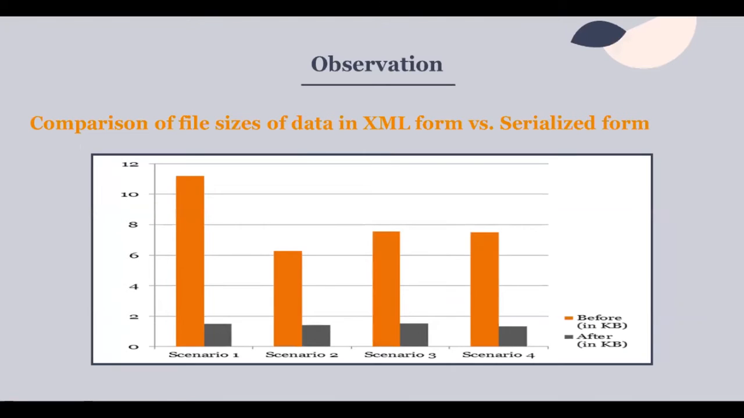And if you observe the size of the data in the XML file and the serialized file, the difference is quite visible. The XML files were up to a few KBs, like 7, 8, or up to 12 KBs, whereas the serialized data files are just 1 or 2 KB in size. So there is a drastic reduction in the size of the data. And these files contain the same data. So it is quite good.